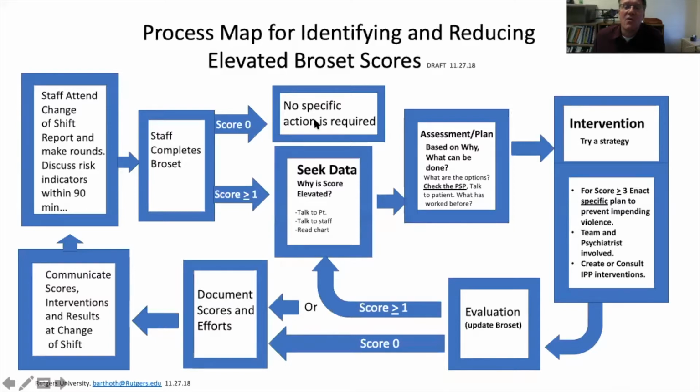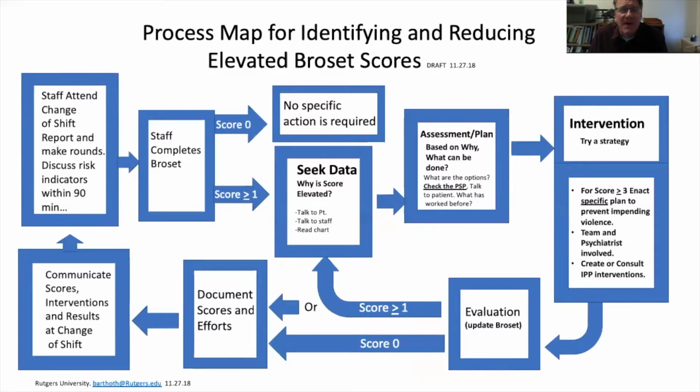When a person's score is 0, there's nothing required other than what you would normally do, which is, you know, nurses are by nature very caring and supportive and empathetic. If the score is elevated, so if we see the presence of one or more of those behaviors, we're going to go down this pathway, and we're going to do these 3 steps. And the first step is essentially asking why the score is elevated.